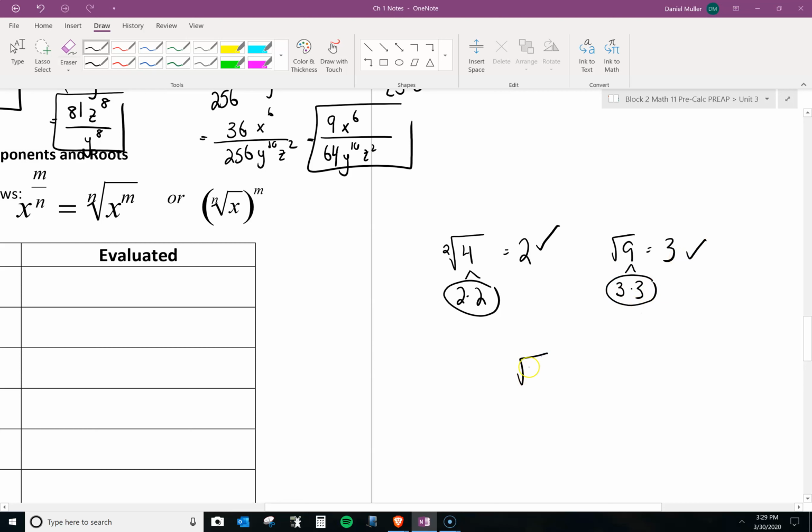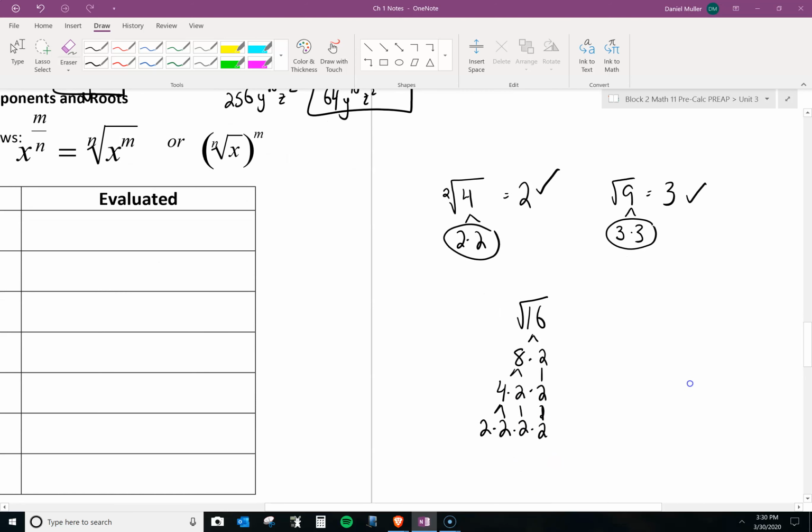If I had something like the square root of 16, well, I could go 8 times 2, 4 times 2, carry this one down, 2 times 2, carry this one down, and also carry this one down. And I get them into pairs, a pair of 2's and a pair of 2's. So this pair times that pair, 2 times 2 is 4. And you should know that the square root of 16 is just 4.